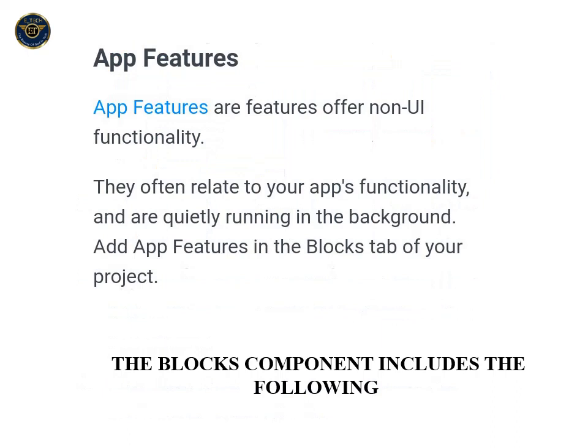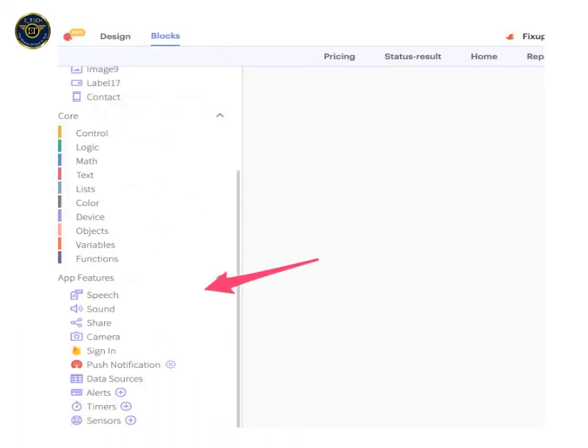App features are features which offer non-UI functionality. They often relate to your app's functionality, and are quietly running in the background. Add app features in the Blocks tab of your project. The Blocks component includes the following: speech, sound, share, camera, sign in, push notification, data sources, alerts, timers and sensors.